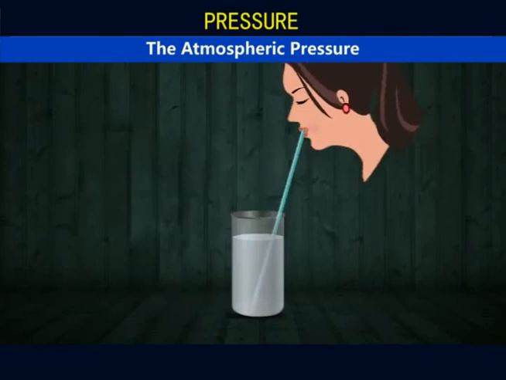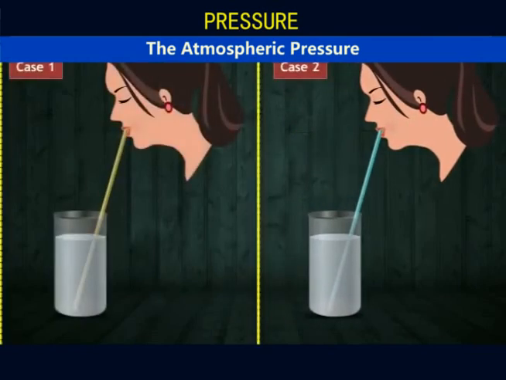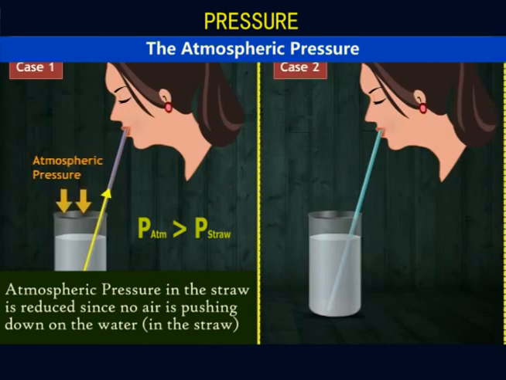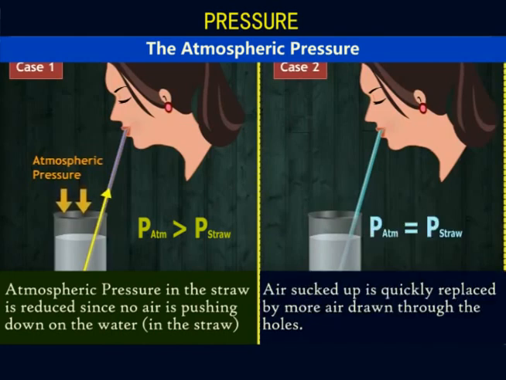It doesn't work. When you suck up the air in the straw, it means the atmospheric pressure in the straw is reduced since there is no air pushing down on the water. The atmospheric pressure pushing down on the water surface causes the water to rise in the straw due to this imbalance in pressure. In the perforated straw, air sucked up is immediately replaced by another drawn through the holes, so the atmospheric pressure in the straw does not change. It balances with the atmospheric pressure outside on the surface of the water, so the water cannot be pushed up the straw.